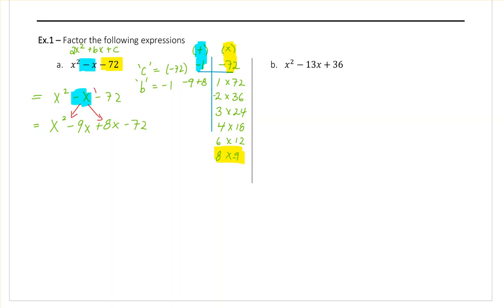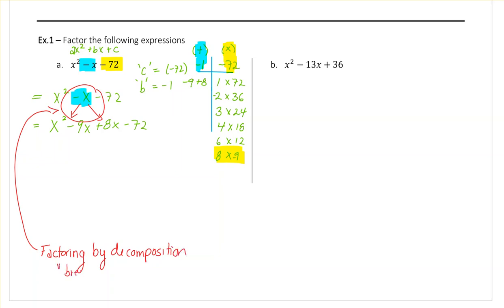This whole process of what's going on right now is what we call factoring by decomposition. What you're essentially doing, and that's what decomposition means, is breaking apart that middle term to become our two magic numbers. That is the first step. So 1, find your magic numbers. 2, factor by decomposition, meaning break apart that middle term.